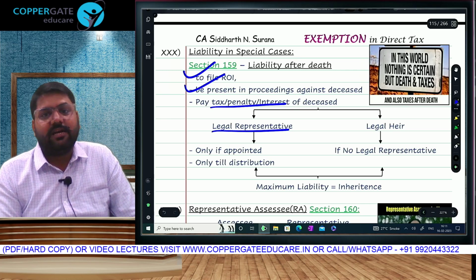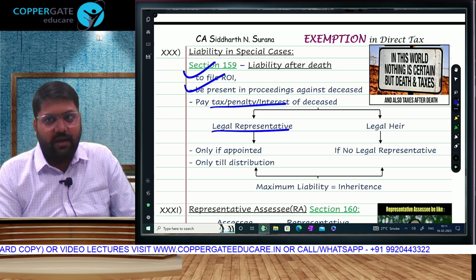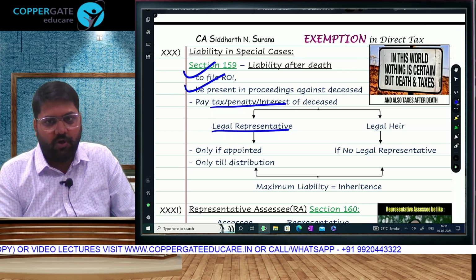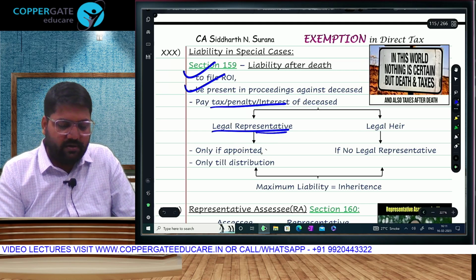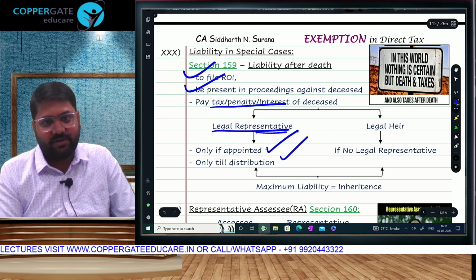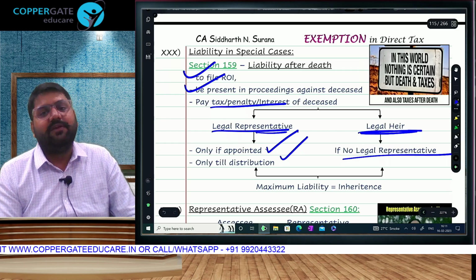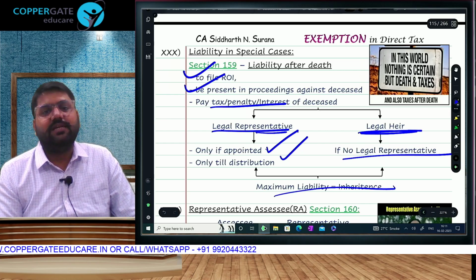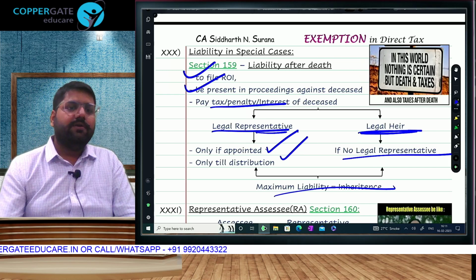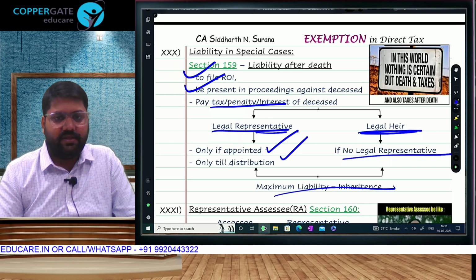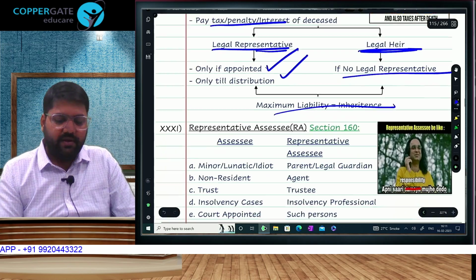If there is any legal representative whom you have appointed, like your power of attorney holder or your lawyer or anyone, then he will do it only if appointed and only till distribution, because later everything will go to the legal heir. And if there is no legal representative, then from day one it will be the legal heir. Obviously, from the partnership chapter we have been learning, the maximum liability is going to be to the extent of inheritance. In other words, the legal heir will never be made to pay anything from his own pocket. Maximum liability is going to be to the extent of inheritance.